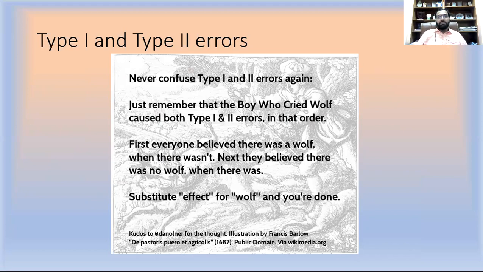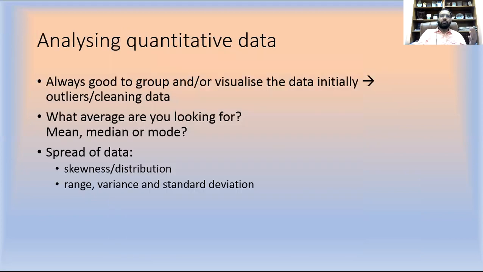Next day, they believed that there was no wolf. Then there was. That was a story related to an individual who always came and said there is a wolf, there is a wolf, and people went there and there was no wolf. And one time he cried, "There is a wolf, there is a wolf," and the people said, "No, we will not go there. There is no wolf." And actually, there was a wolf. So something happened. So substitute a fact for wolf, and you are done. So that is type one and type two error.